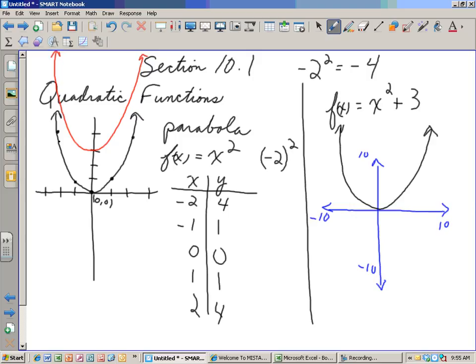This is the graph of y equals x squared, and we're going to compare it with the red one, which is y equals -1/4 x squared. Here's how you compare it.